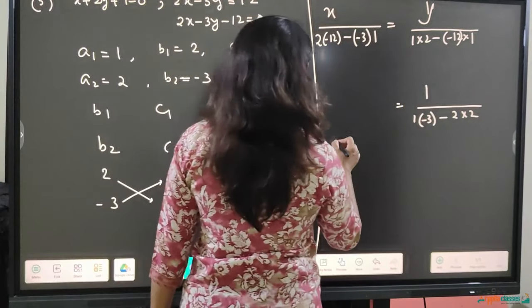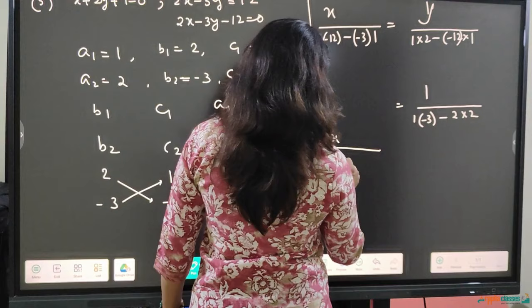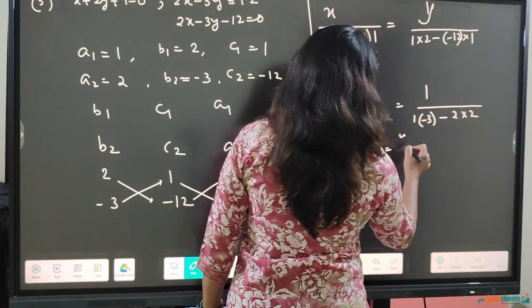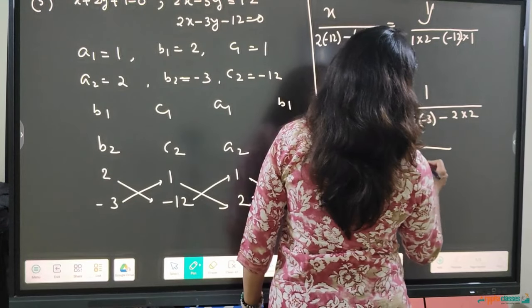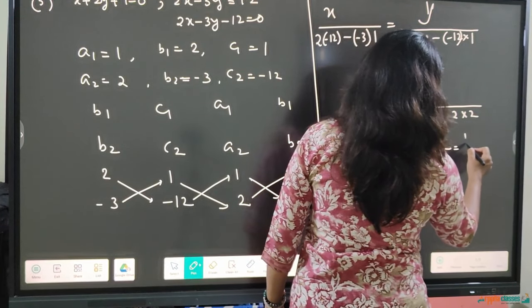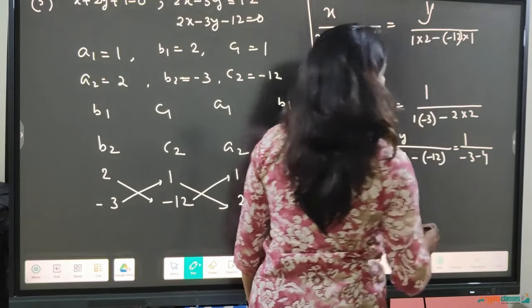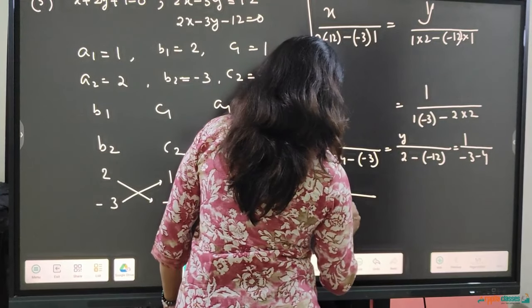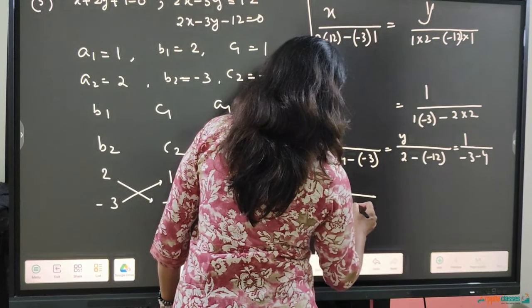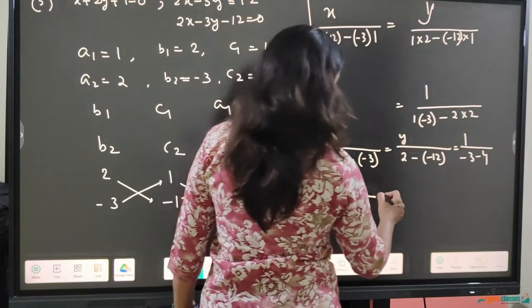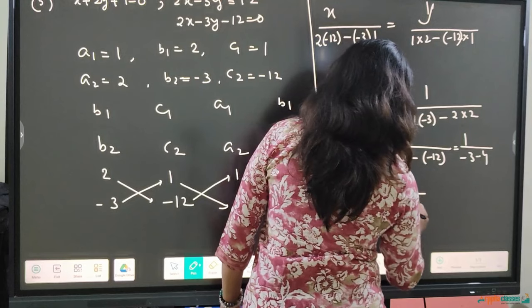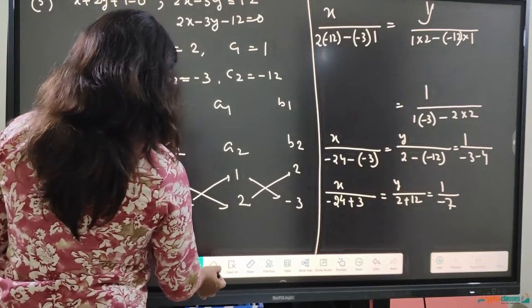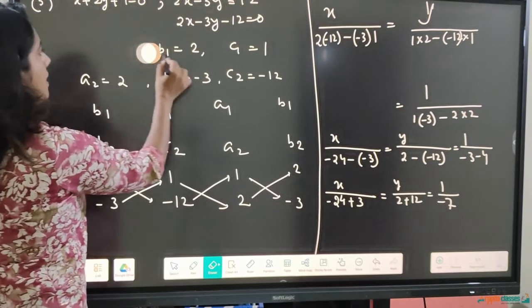Now let us write down. Let us calculate x upon minus 24 minus 3, y upon 2 minus 12, 1 upon minus 3 minus 4. I could have done it in one line also. I did one more step so that it doesn't become long, you know. So x upon minus 24 minus 3 is equal to y upon 2 plus 12 is equal to 1 upon minus 7. So now let me erase this part.